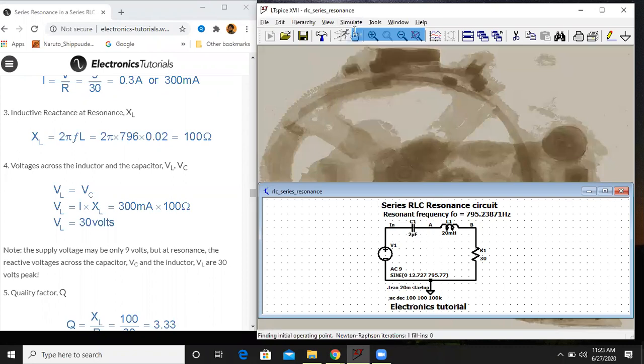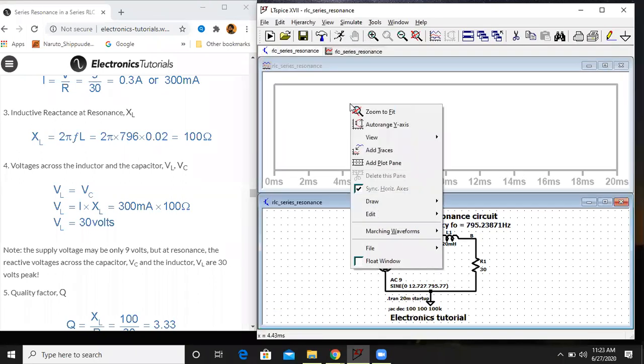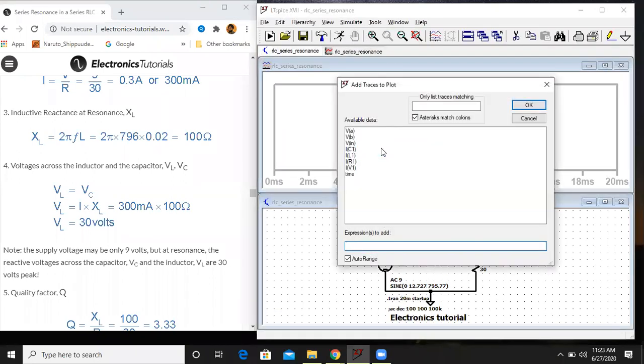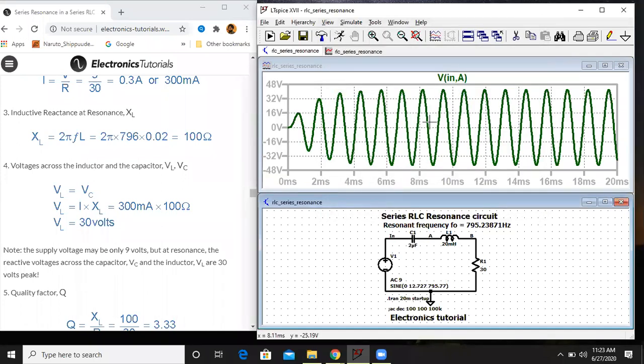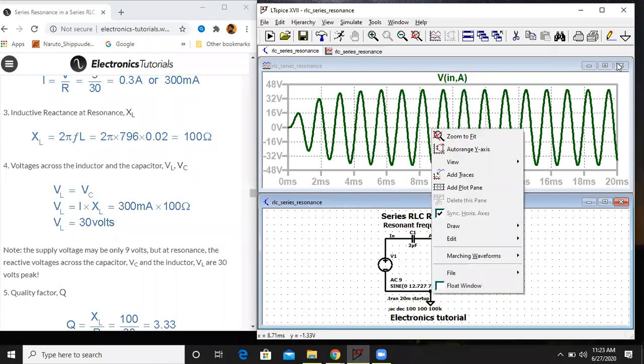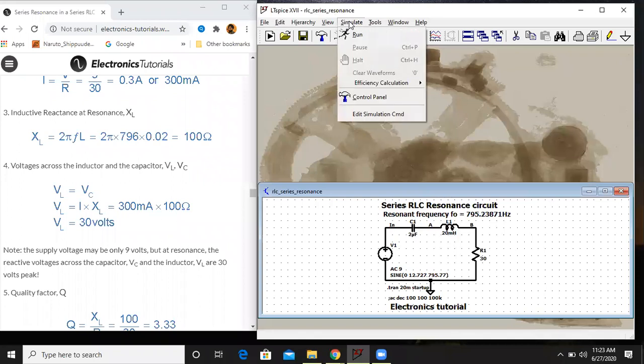So you go to simulate. What you do is right click, add trace, and you plot V. Here I have plotted V of n minus V of a, or you can write V of n comma a and click on OK. So here I've labeled it as n and a. You also can label it similarly. So you plot like this. Is this point clear?